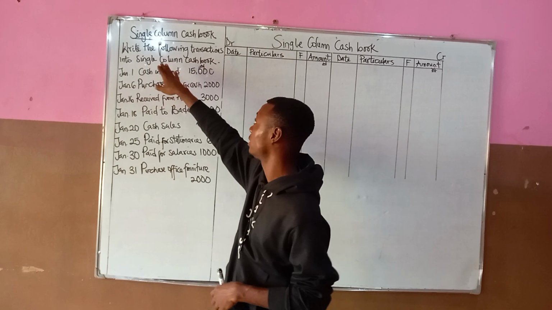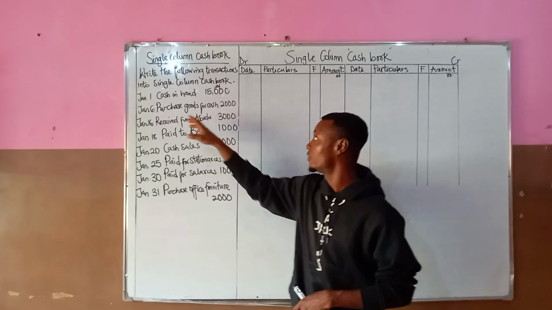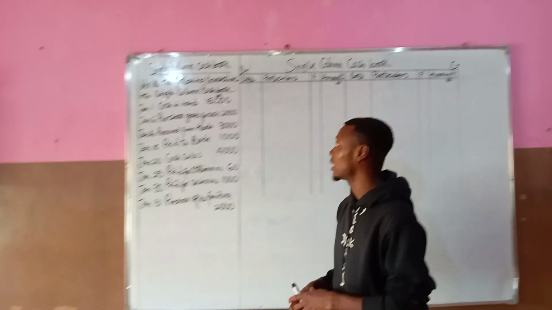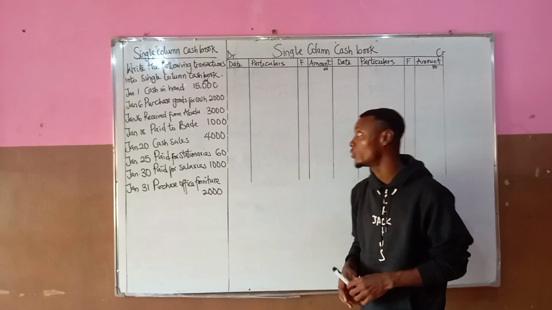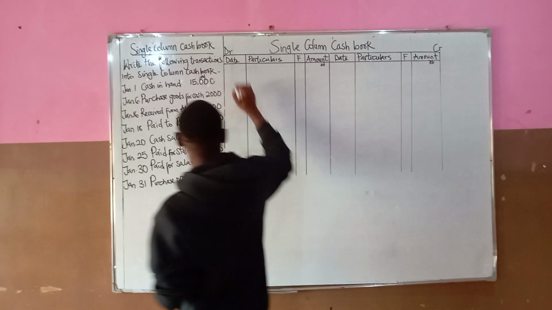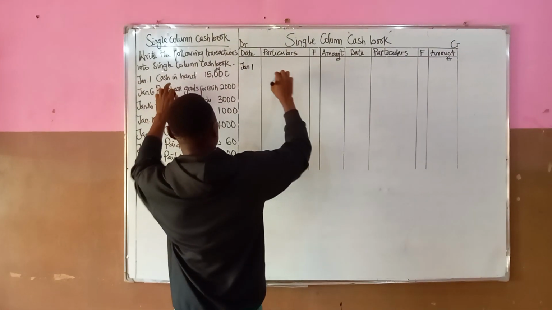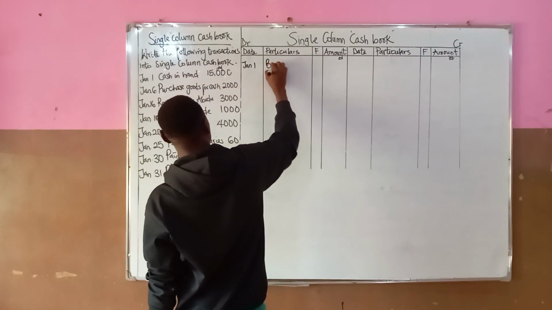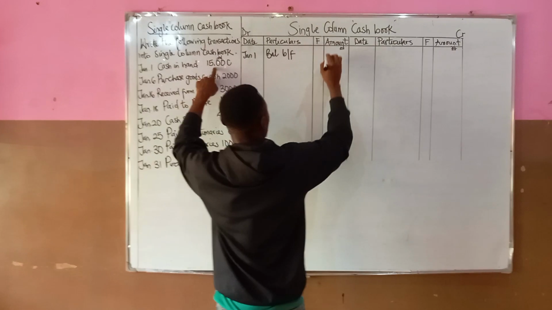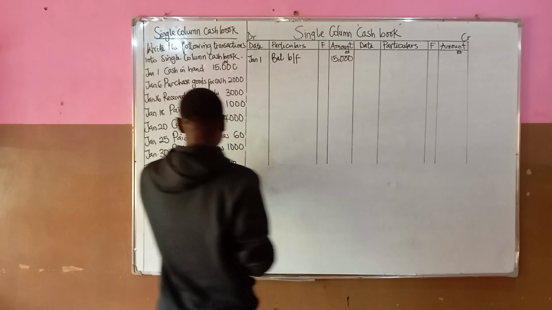Record and write the following transactions into a single column cash book. We have first, January 1st, cash in hand. Cash in hand is actually an income. It is money that you have within an organization, or it can be called capital. So we start it in our debit side. January 1, what do we have? Cash in hand, which is also balance brought forward, and this is 15,000 naira. I have 15,000 naira under my amount.